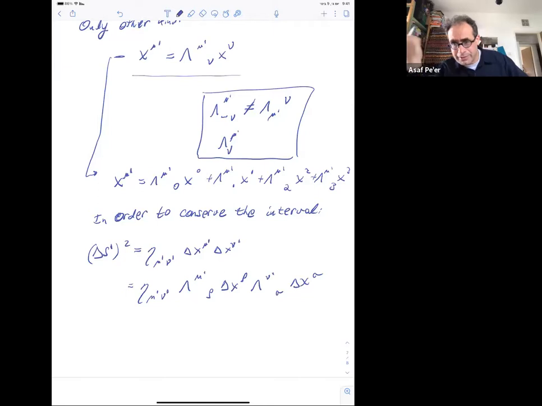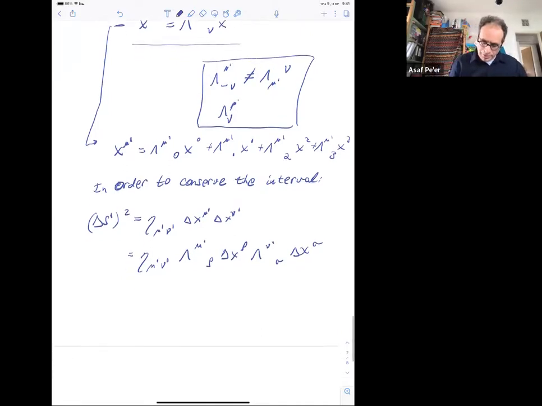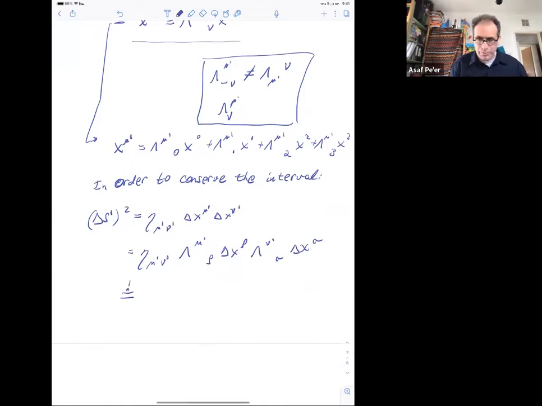Because now I'm moving to the other observer, the original observer. And so this needs to be equal, I want it to be equal to the interval as seen by the first observer. So it's going to be eta rho sigma delta x rho delta x sigma, which is just delta s squared.